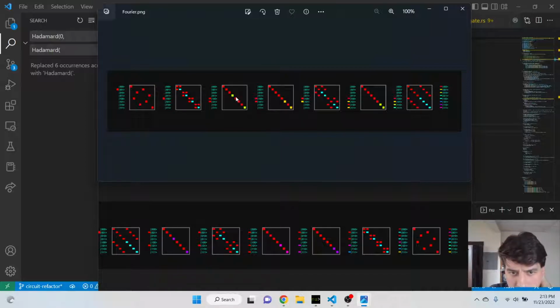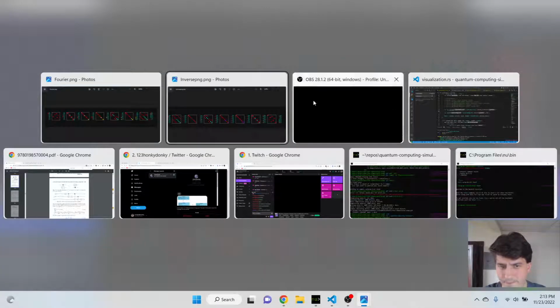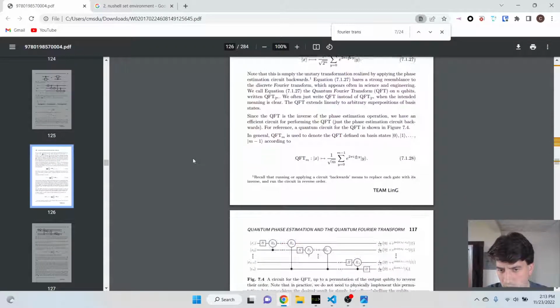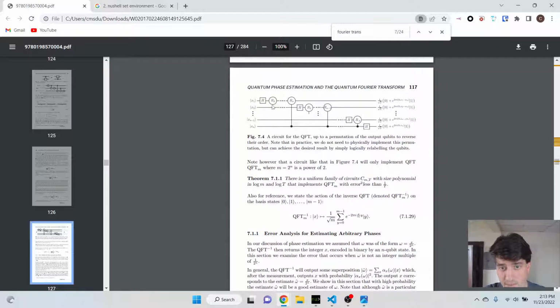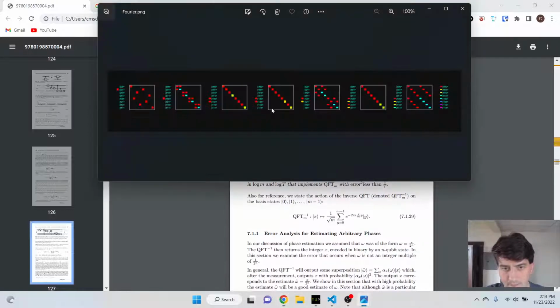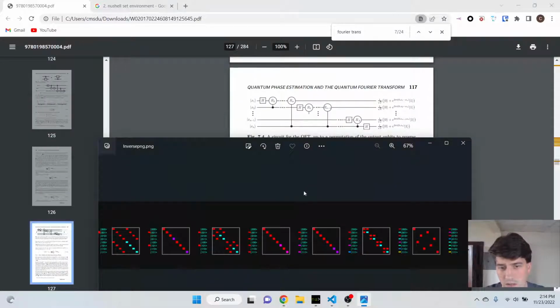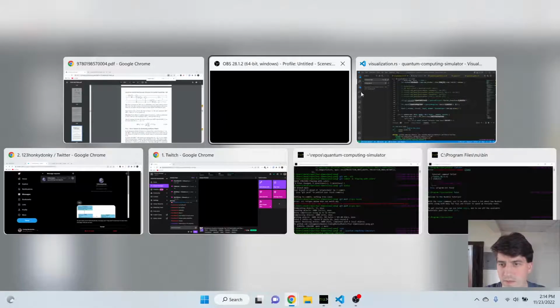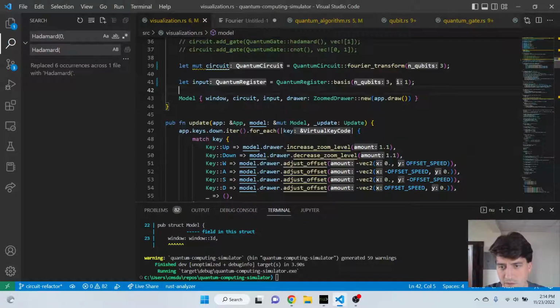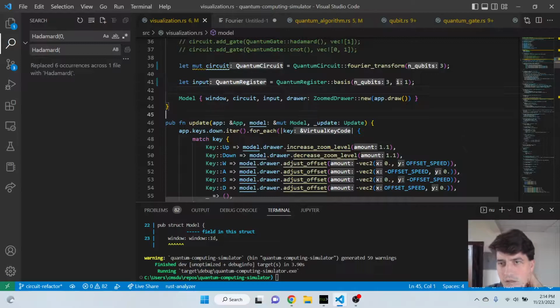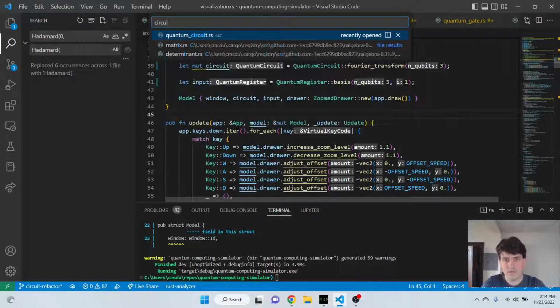I think this is 0. Let's see here. So in the regular Fourier transform, yeah, this one is 0, the 0-1 rotation gate by a quarter. We need it to be the 0-2 rotation gate.